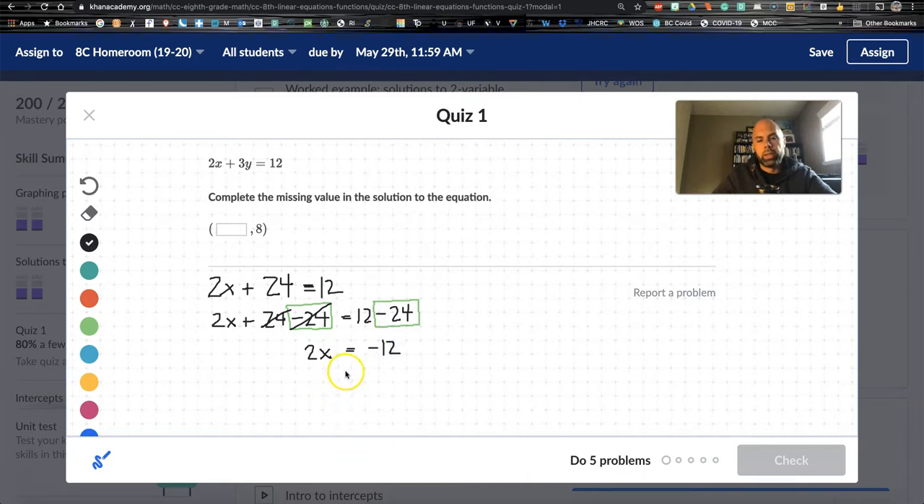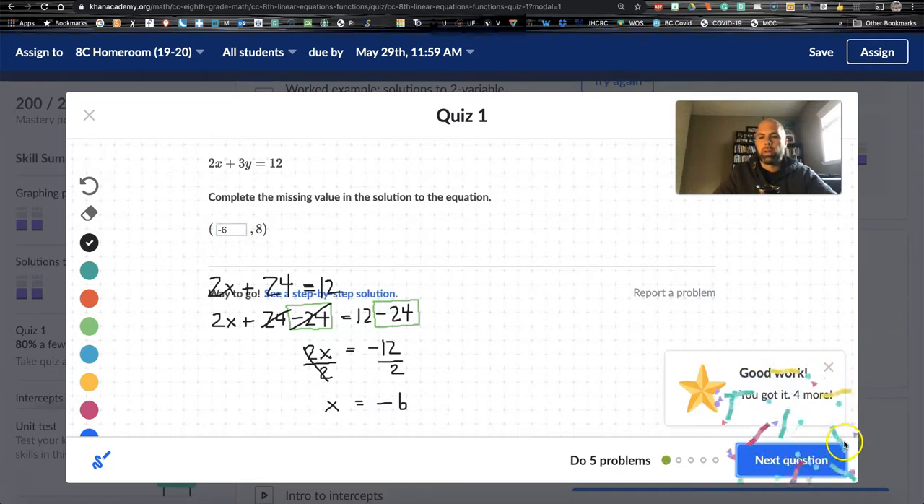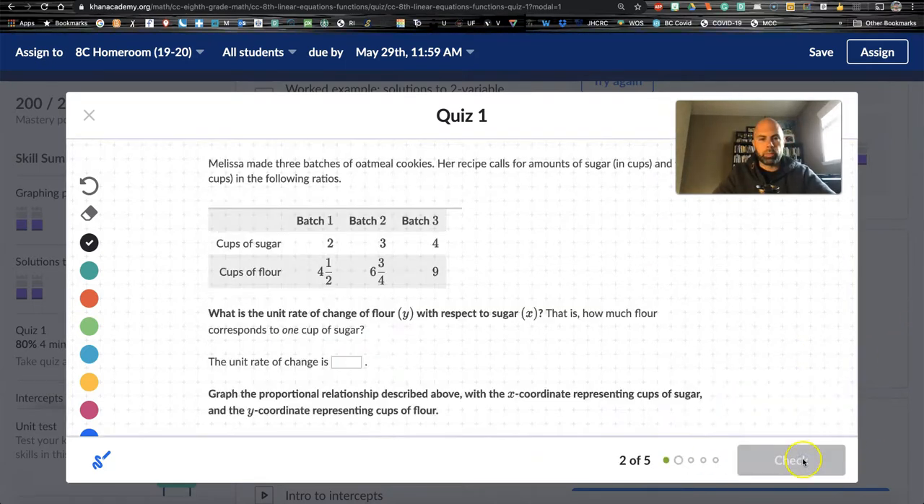Okay, we're almost there. How do we simplify? How do we isolate x? We can do it by dividing both sides by 2. These will cancel out. That gives us x equals negative 6, because 12 divided by 2 is 6, but it's got a negative value here. So our value up here is going to be negative 6. There we go. Let's move on.